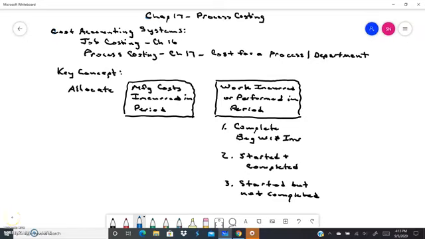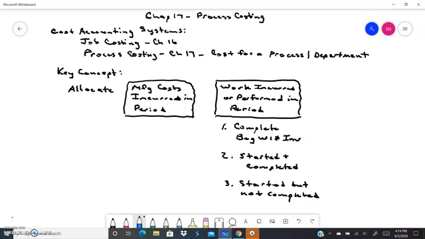So this is chapter 17, process costing. This is a continuation of the first two chapters that we've talked about in managerial accounting. The first chapter was an overview of managerial accounting, more specifically cost accounting and how costs flow through the various inventory accounts into cost of goods sold.